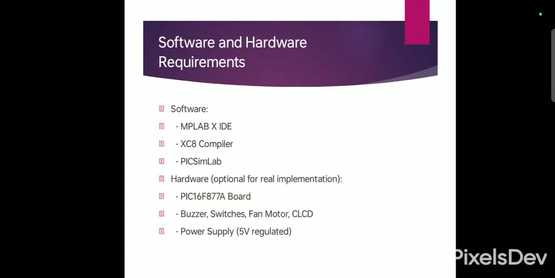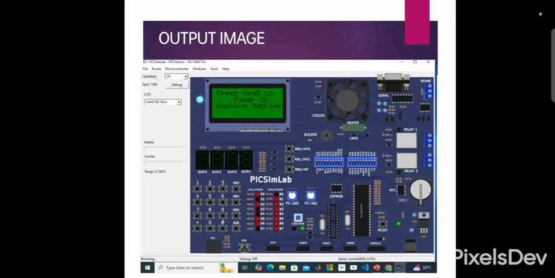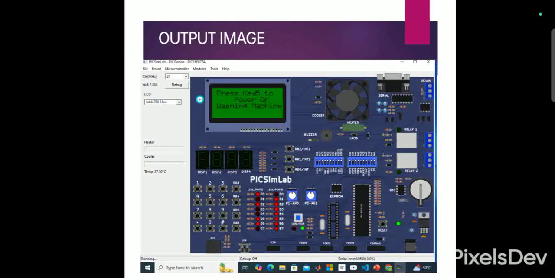After writing the code and compiling, finally I got the output. This is the output image. Now I'll explain the working of this washing machine demo project. Now I'll open the PICSimLab tool to show you the program running.